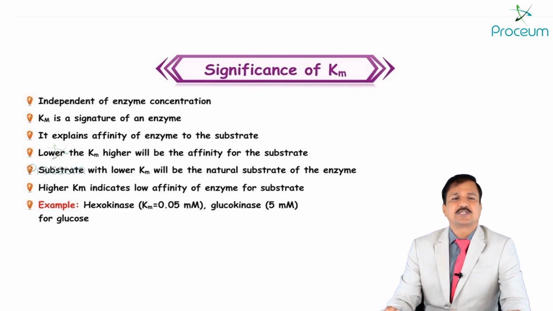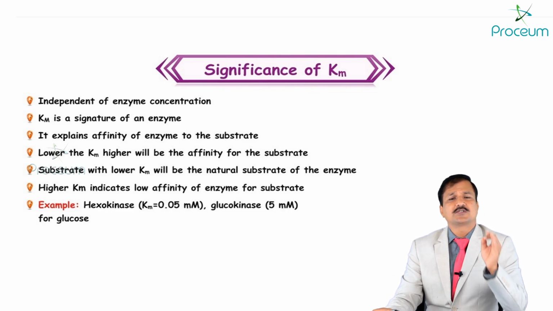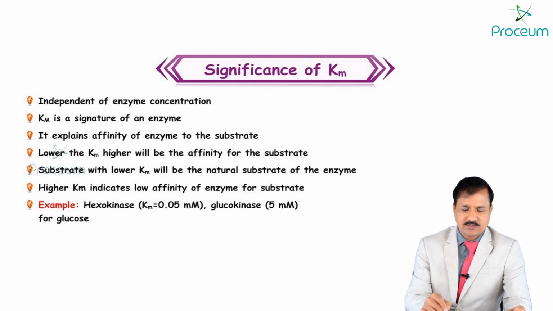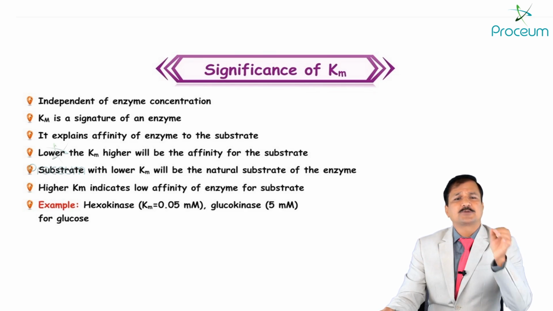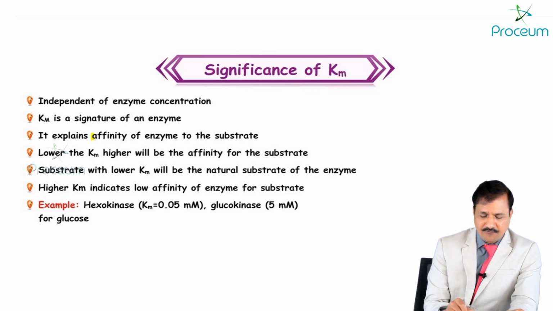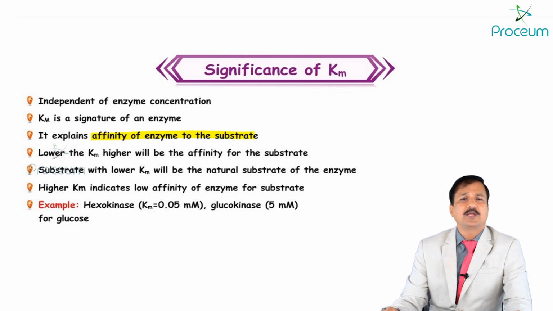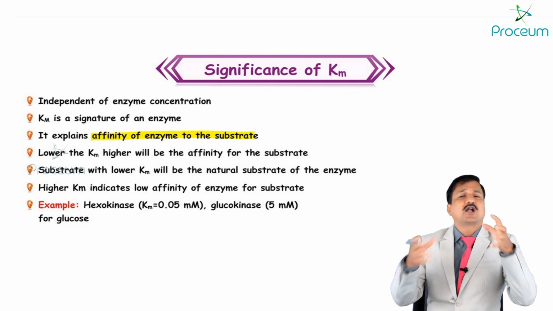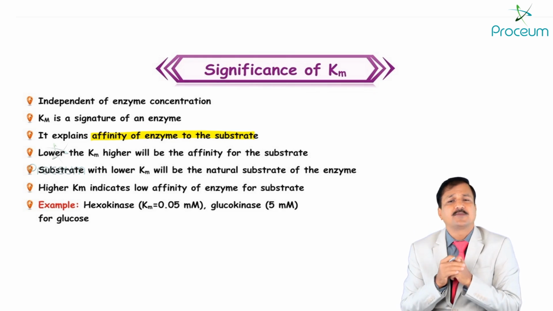Now let's understand the significance of Km. Km, as I already explained to you, is the substrate concentration at which the enzyme reaches half of its maximum velocity. Every enzyme has its own Km. It is a signature of an enzyme. And Km is independent of enzyme concentration. Km also explains the affinity of an enzyme for the substrate. If an enzyme has a lower Km, that simply means the enzyme has higher affinity for the substrate. Affinity in the sense that it is not the strength of bonding or binding, it is at what substrate concentration that enzyme can work.